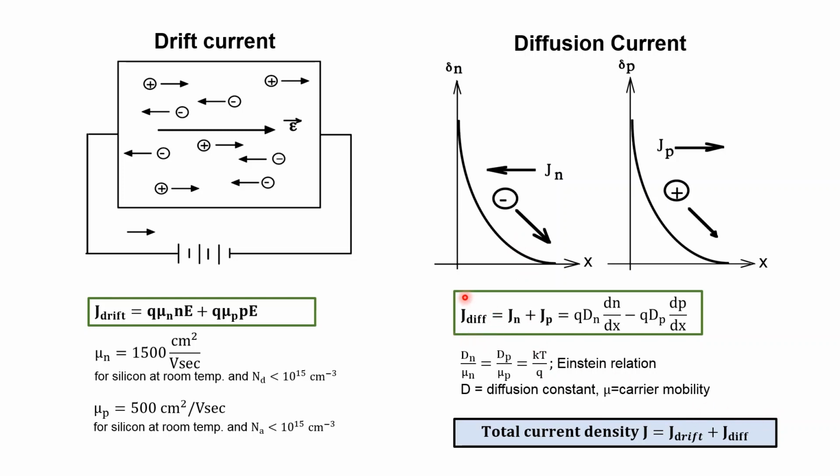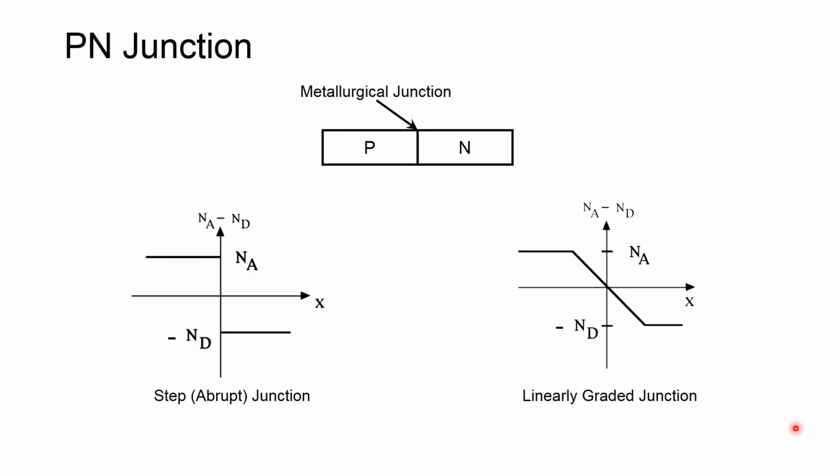So this diffusion current density J diff plus J drift forms the total current density in the material. Now you are well aware of p-n junctions. So how is a p-n junction formed? First, n-type material is taken and then from one side doping of acceptor atoms is done to form the p-n junction, or vice versa. At the junction we can have two types of nature of densities.